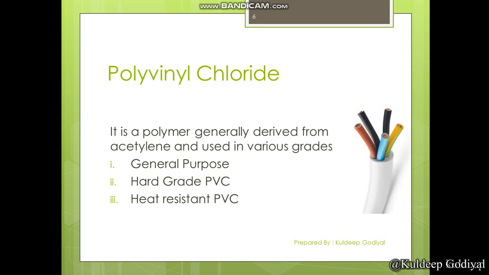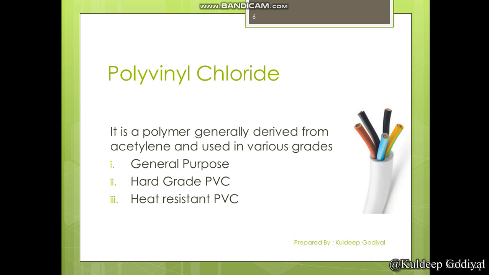The third grade in PVC, or polyvinyl chloride cables, is heat resistant PVC. Because of the use of monomeric plasticizer, which volatilizes at temperatures of 80 to 100 degrees Celsius, the general purpose type compounds become stiff, they become hard. So there is a chance of breakage in the insulation, which is not able to solve our purpose.